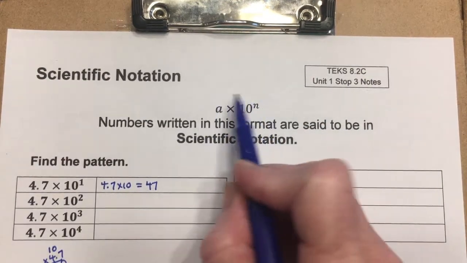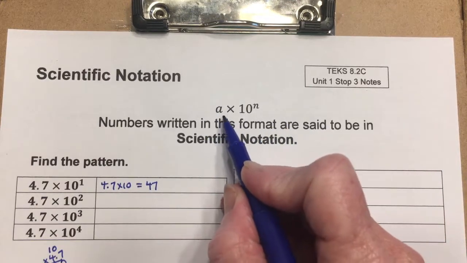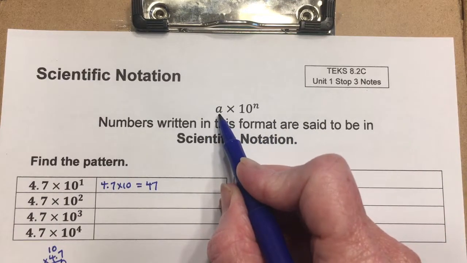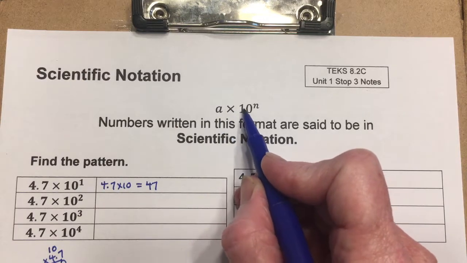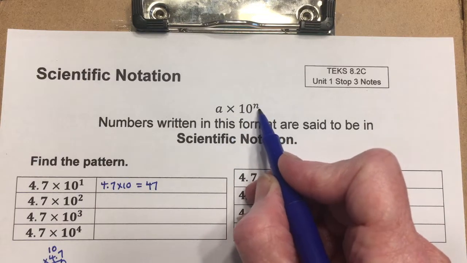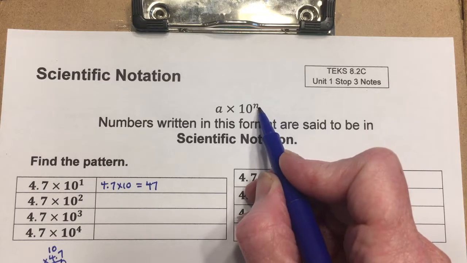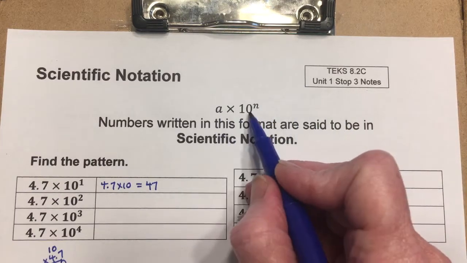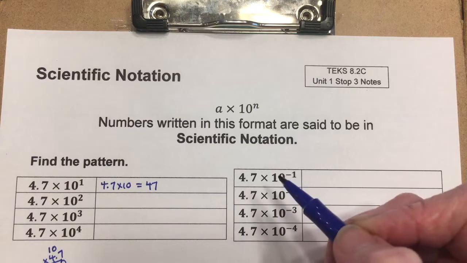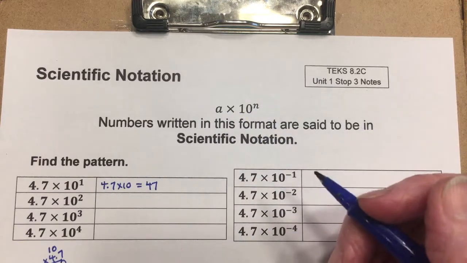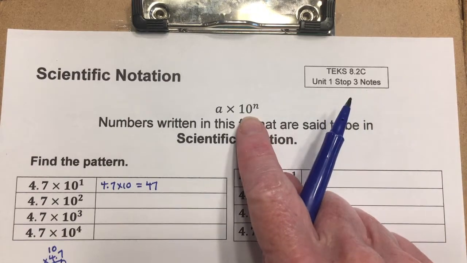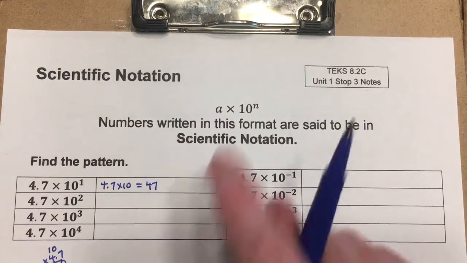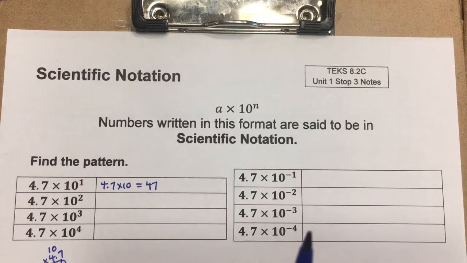So this is what the number is going to look like. You're going to have a, which is going to be replaced with the number. A is just a variable. And then you're going to have this x, which means times, and then the number 10, and then an exponent. We'll replace the n with a number as well. So you have a number times 10 with an exponent. And it kind of looks like a math problem itself, but it's really just one number that's being written differently. And when numbers are written in this format, they're said to be in scientific notation.